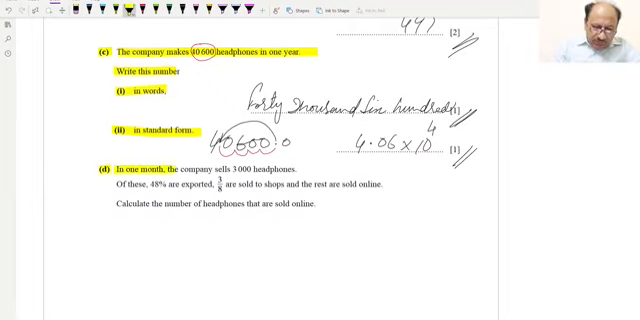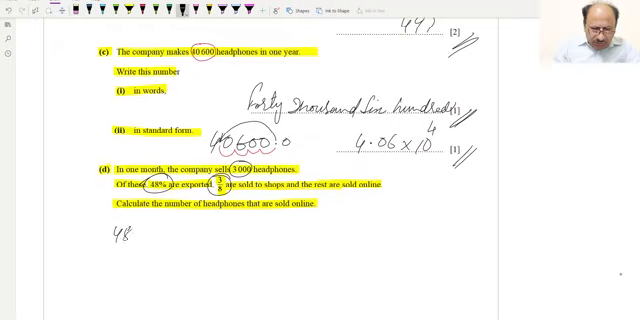Now part D. In 1 month the company sells 3000 headphones. Of these, 48% are exported, 3 by 8 are sold to shops, and the rest are sold online. Calculate the number of headphones that are sold online. So these two parts, which are 48% and 3 by 8, we have to calculate, and then we will subtract them from 3000, and that will be the online selling.